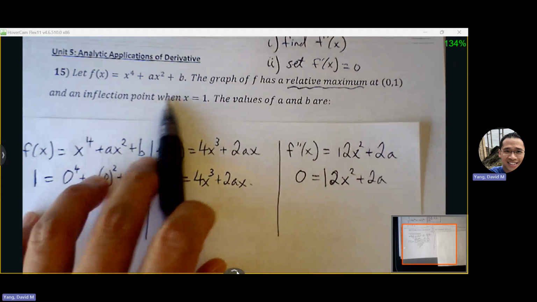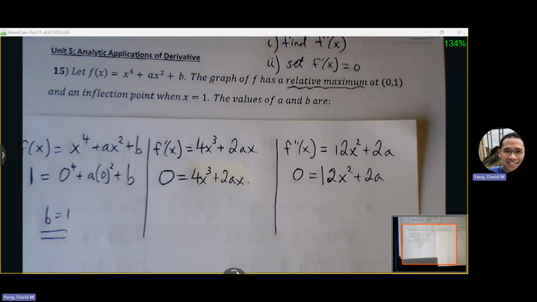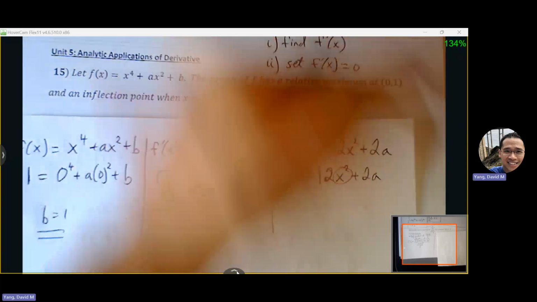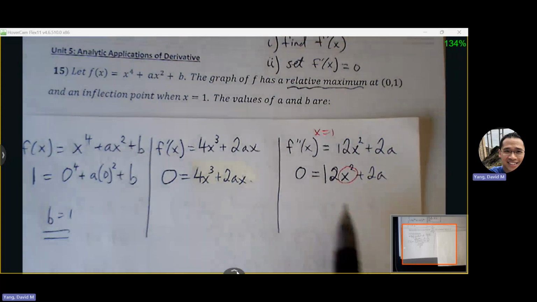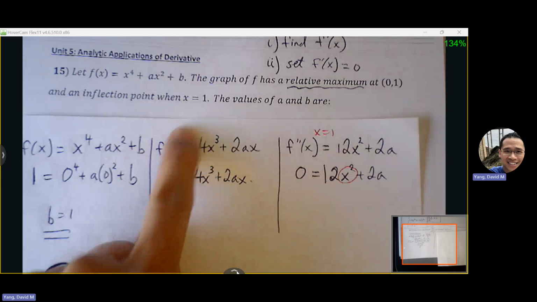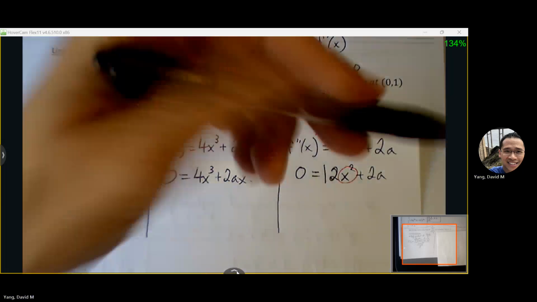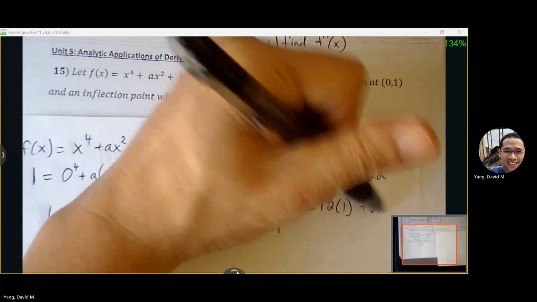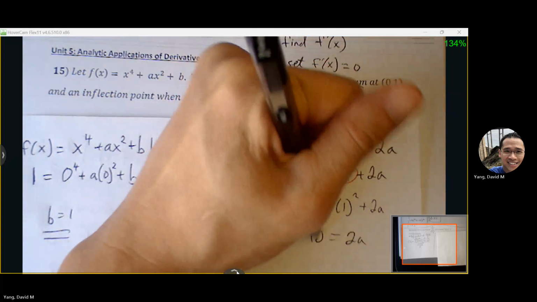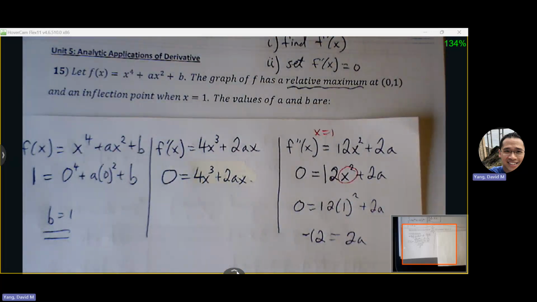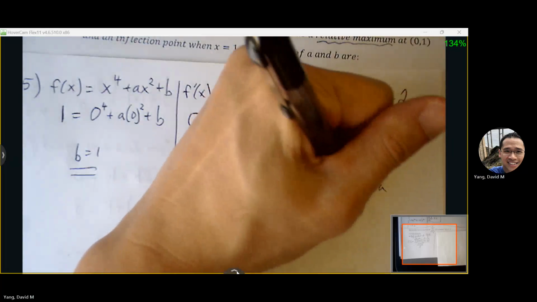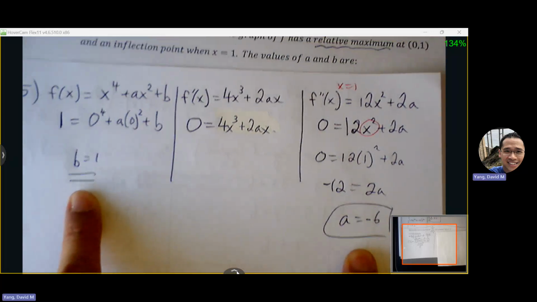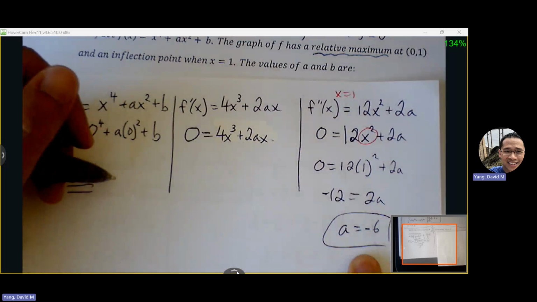We have an inflection point when x is equal to 1. So that's going to occur at this moment. I can take x equals 1 and put it into the second derivative, because I know that at x equals 1, f double prime is equal to 0, right? So all this is connected. So a is equal to -6. All right, so we have b equals 1, a equals -6, and we have everything that we need, right?